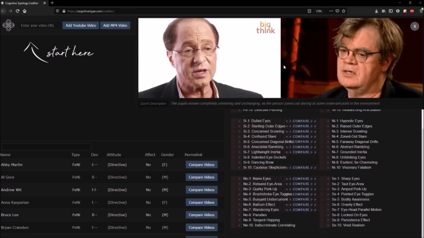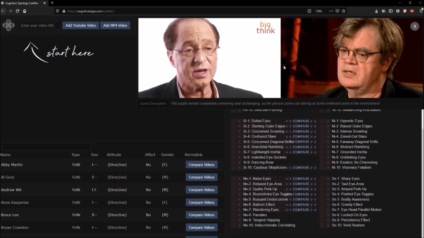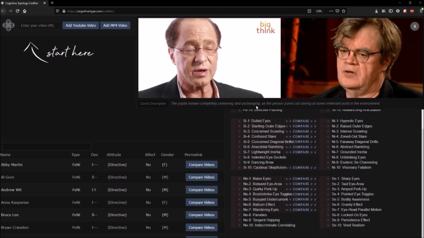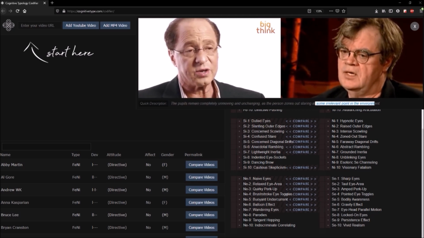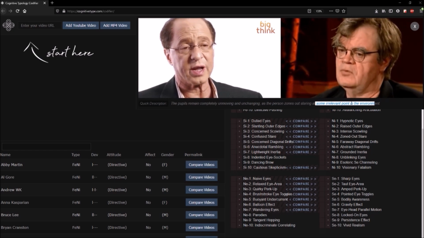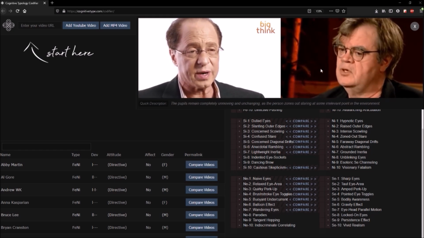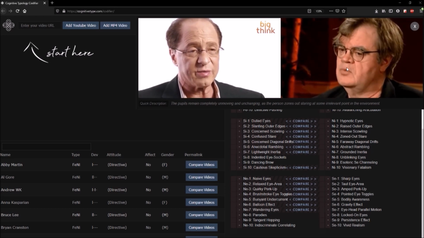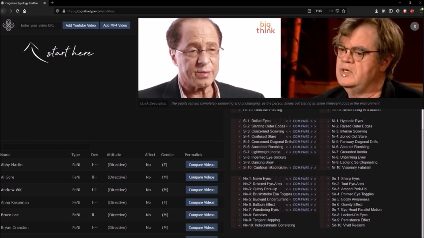The signal adjacent to this one is NI4, which is zoned out stare. And this says the pupils remain completely unmoving and unchanging as the person zones out, staring at some irrelevant point in the environment. So notice here, Garrison Keillor, the eyes are zoned out at some invisible point while not moving in the slightest. Despite the fact that his head is moving, the eyes are not changing at all in their direction. Here we see in Ray Kurzweil the same thing.